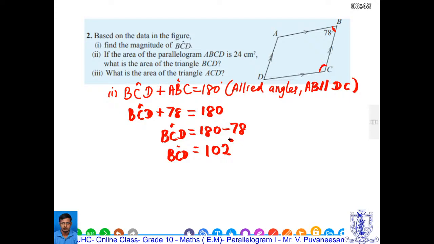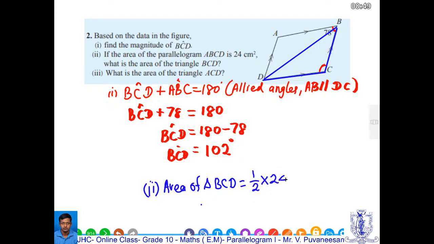If the area of the parallelogram ABCD is 24 centimeter square, what is the area of the triangle BCD? Parallelogram ABCD, whole area 24. This is the triangle BCD. We have already seen in the properties of a parallelogram that diagonals bisect the area of the parallelogram. So area of triangle BCD equals half of 24 centimeter square, equal to 12 centimeter square.